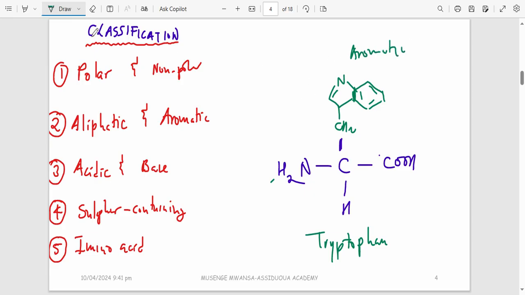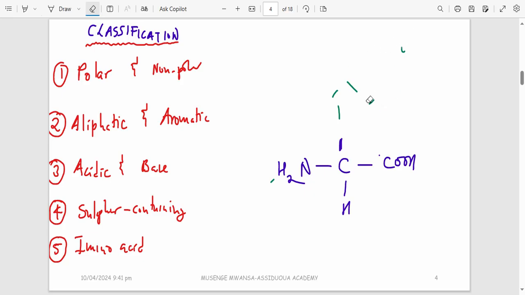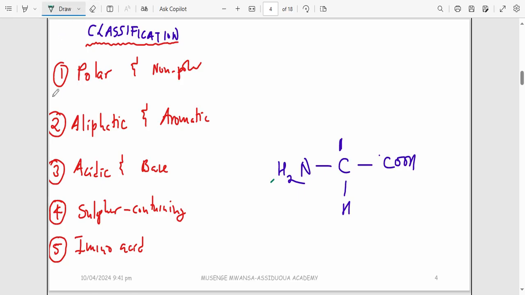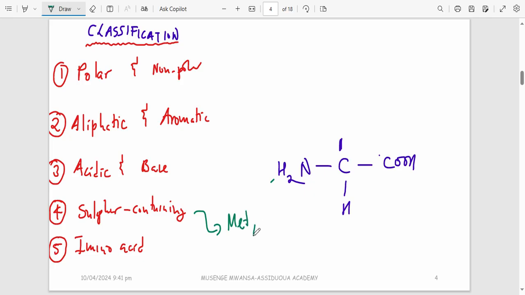So we've just been talking about aromatic, aliphatic, and also polarity. But when you see something that contains a sulfur on top, that is going to be sulfur containing. The only two that you need to know which are sulfur containing are methionine and cysteine. These two, you just have to know them. And you also have one which you call an imino acid. It's only one, it's proline.